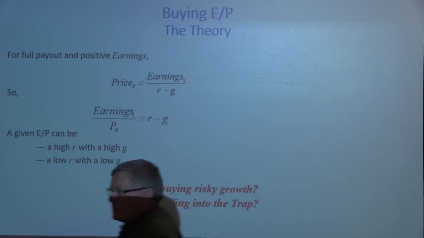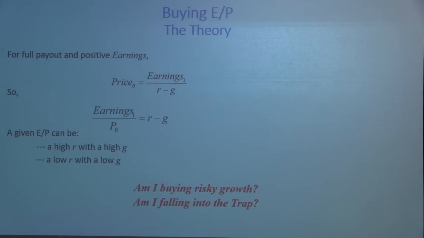Okay, now let's look at the theory of what determines an EP ratio. I'm going to use a very simple model here. It's a model that actually only works strictly if you've got full payout. That is, the dividends are equal to the earnings. But I can give you a more complicated model for all payouts just to complicate things, and I want to do something simple so you see it, okay?